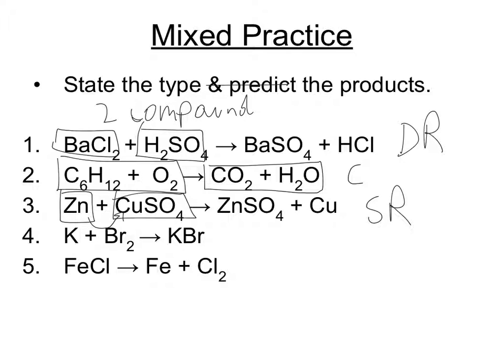Number 4, we have two elements here. Potassium is an element, bromine is an element. They're by themselves. They're coming together to make one product. This is a synthesis reaction. I guess I could have just written S, but that's a synthesis reaction.